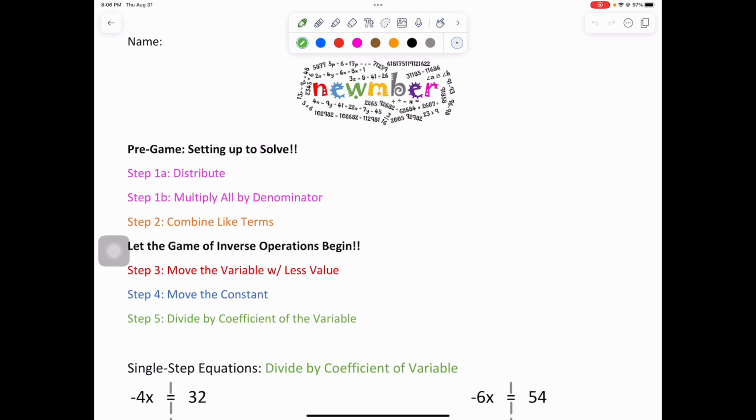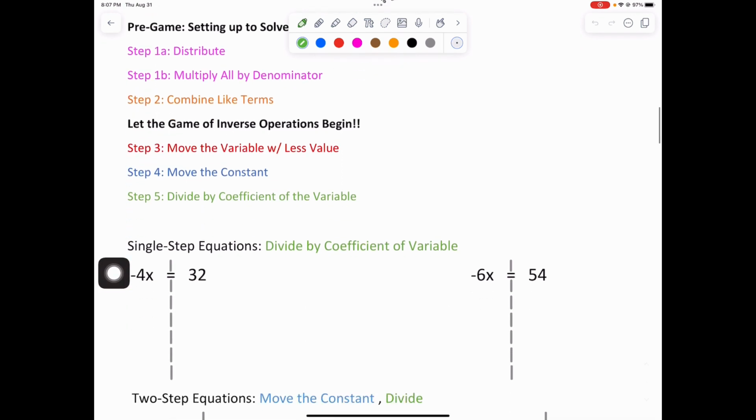Okay, you guys were working on solving equations. We will go through some steps in the sequence. We have what I like to refer to as the pregame, just setting up the solve, in which you will either distribute, multiply all by denominator, and or combine like terms. Then we can let the game of inverse operations begin. Inverse just meaning the opposite. Okay, let's kick it off.